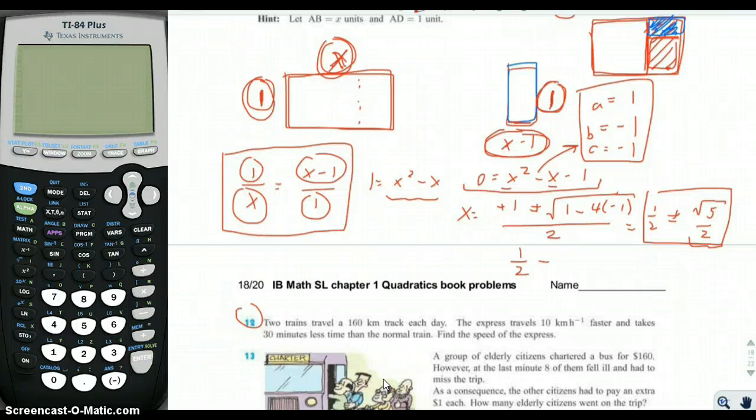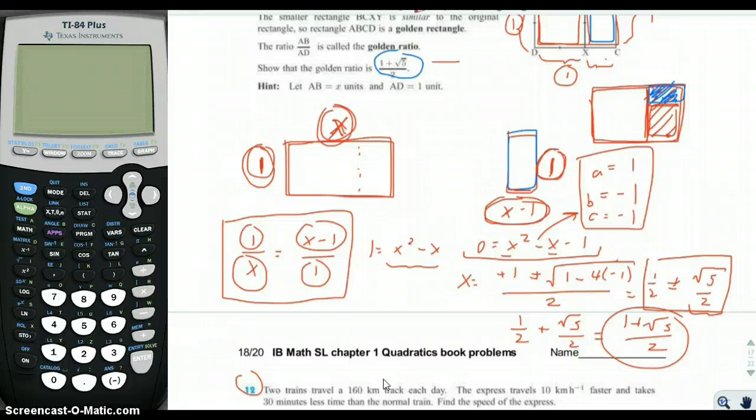The one we keep is the plus square root of 5. Okay? And what do you know? That gives us exactly what we were expecting to get, the golden ratio.